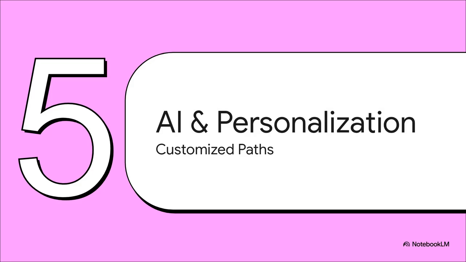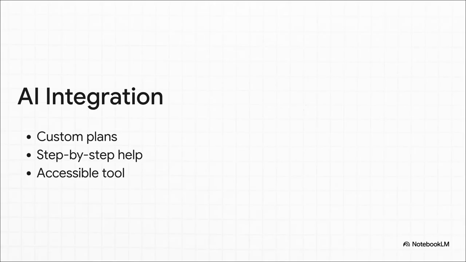Finally, Section 5, AI and Personalized Learning. We've reached the absolute cutting edge of educational technology. The integration of artificial intelligence here creates completely customized study plans for diverse learning styles. It provides step-by-step assistance for complex problems, and it ensures an accessible, inclusive environment for all disabilities.